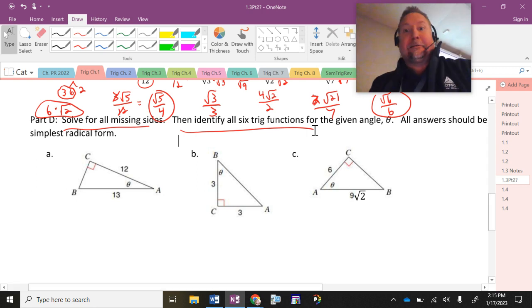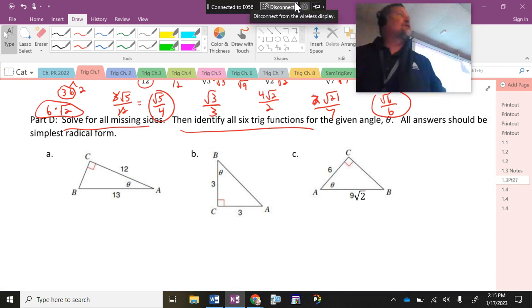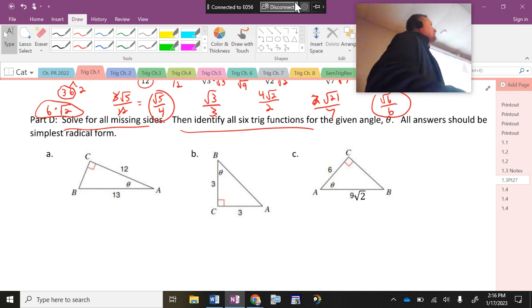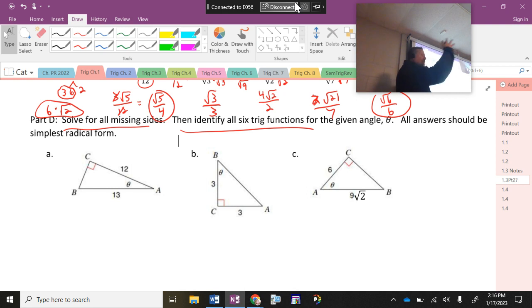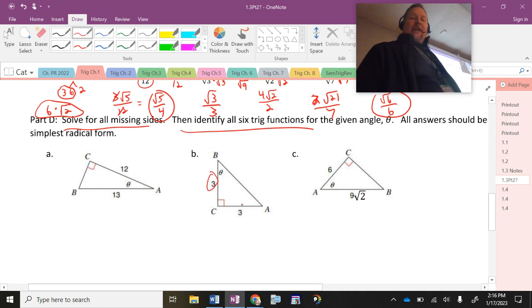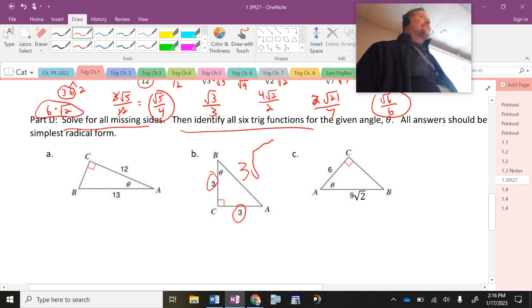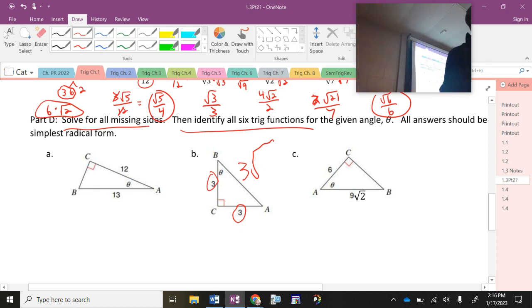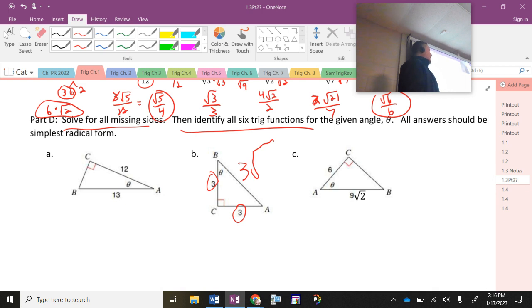If you don't get this one, here comes the podium. What's 12 squared? 144. Thank you. What's 169 minus 144? What's the square root of 25? So I ask you one more time, blank, 12, 13. What's the blank? 5. By the way, 3 root 2. This is a 45, 45, 90 in disguise.